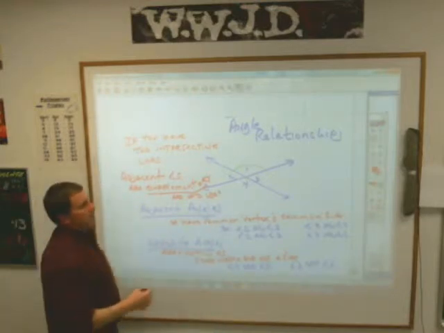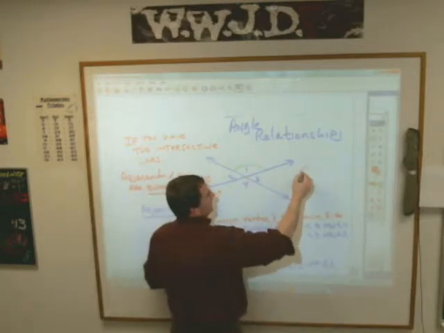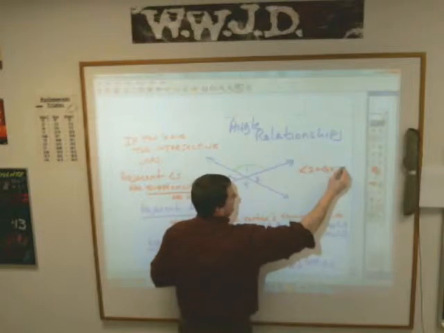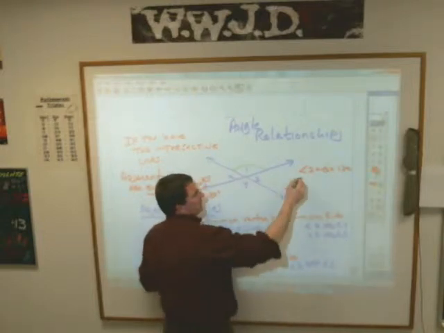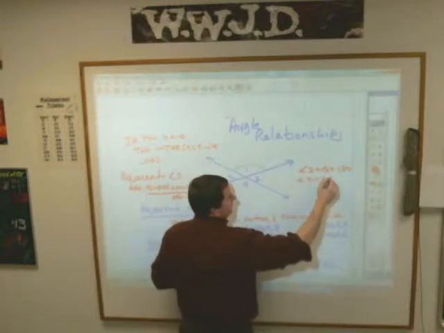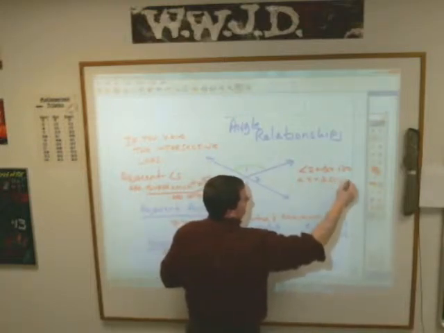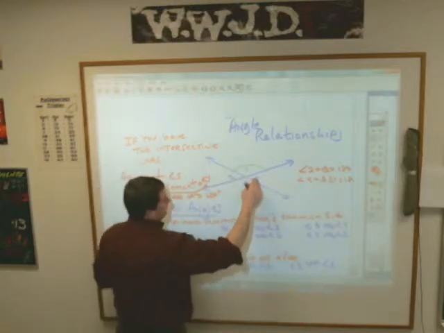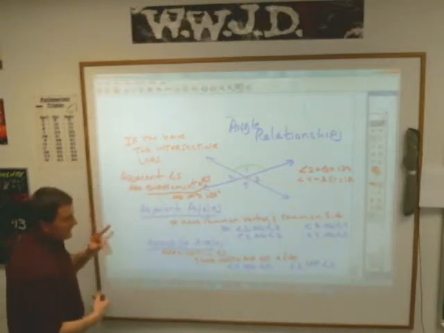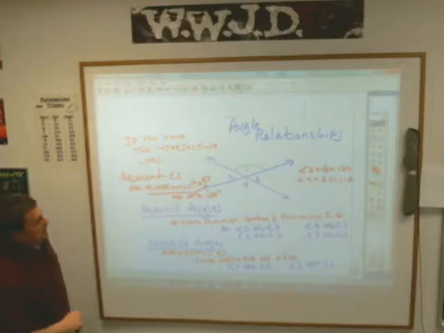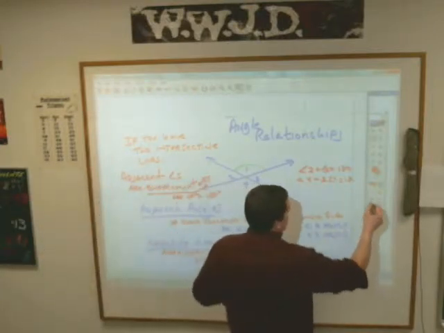So if you're writing this out, angle 2 plus angle 1 has to equal 180 degrees. Angle 4 plus angle 3 has to equal 180 degrees. Angle 4 plus angle 2, angle 2 plus 1, angle 3 plus 1. Any two adjacent angles will be supplementary. And the other thing we must understand is this.